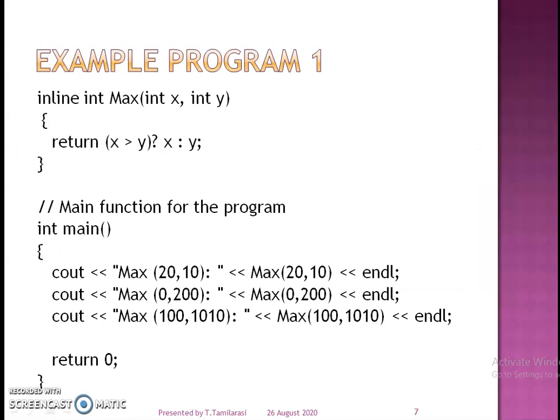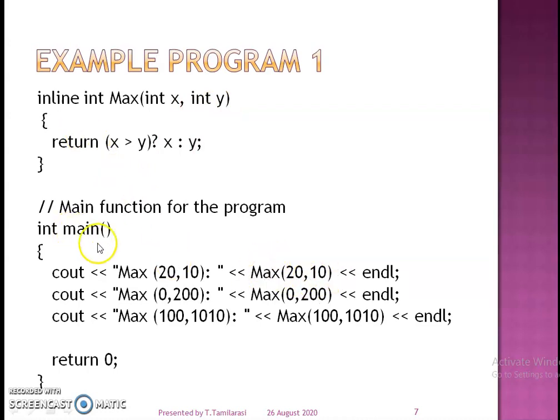Let's see an example program. Here I define one function, max. To the function I pass two values, x and y. Here, using the ternary operator, I find the maximum value, that is, the biggest among x and y, and it is returned to the calling area.